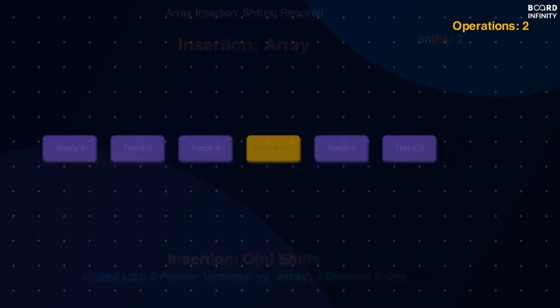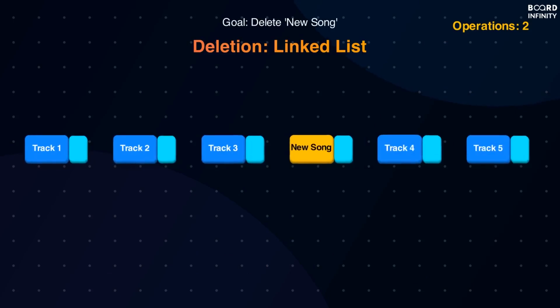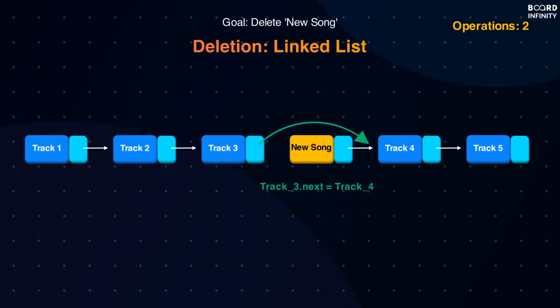The same logic applies to deletion. In a linked list, you just redirect 1 pointer to skip over the deleted node. Here, we simply update track 3's next pointer to bypass new song and point directly to track 4, effectively removing new song from the list's sequence.